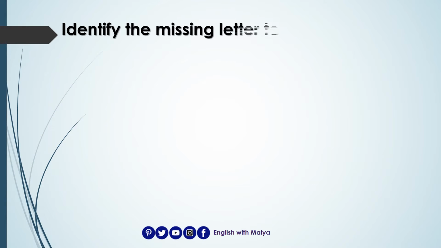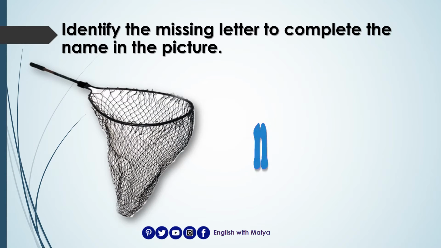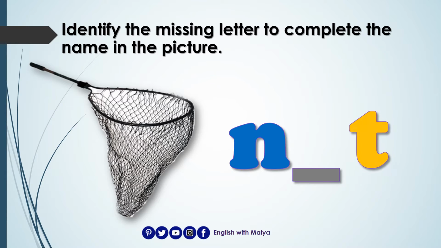Identify the missing letter to complete the name in the picture. You have 10 seconds to choose your answer. 10, 9, 8, 7, 6, 5, 4, 3, 2, 1. Time is up. The missing letter is E. N, E, T, net.